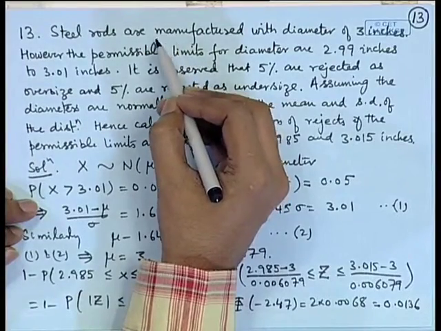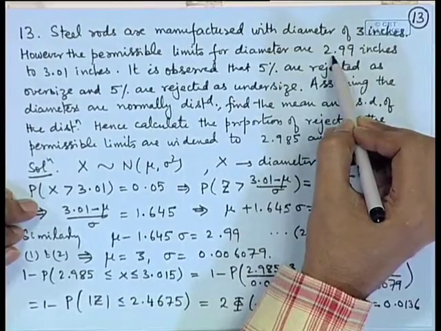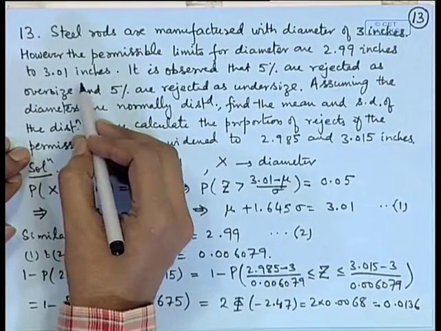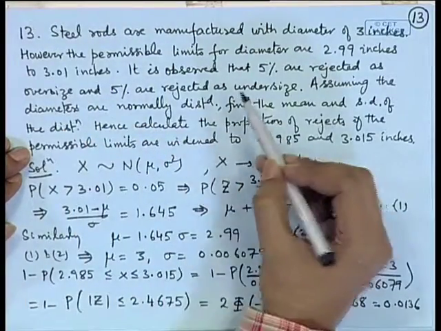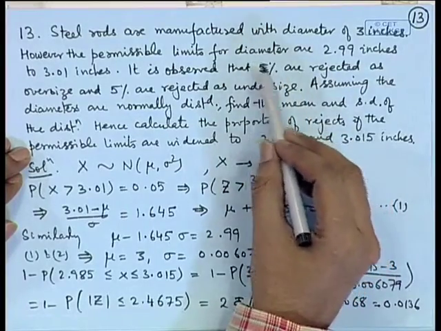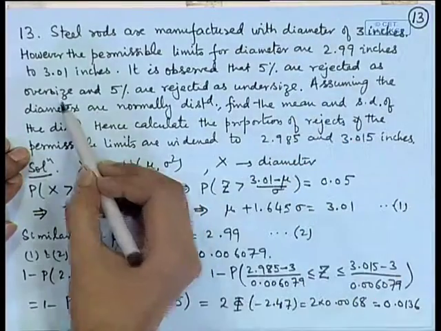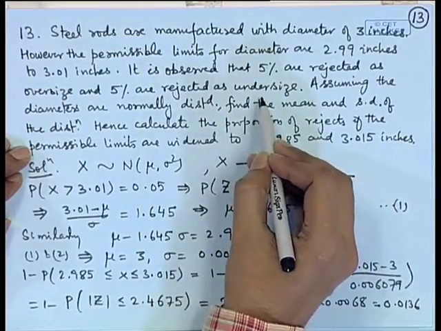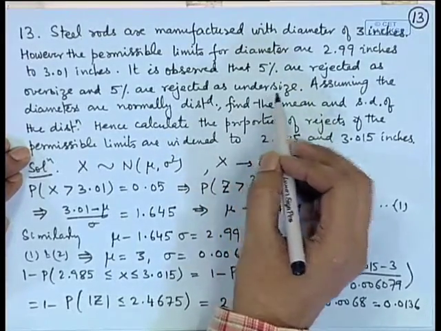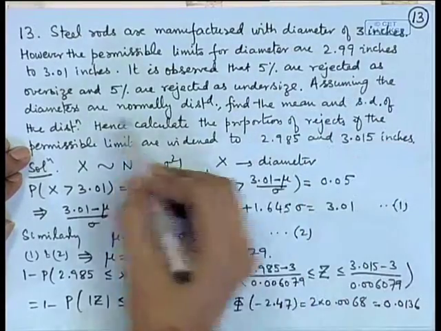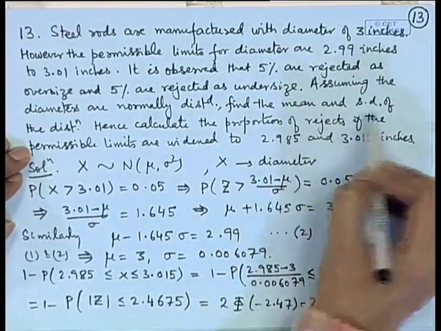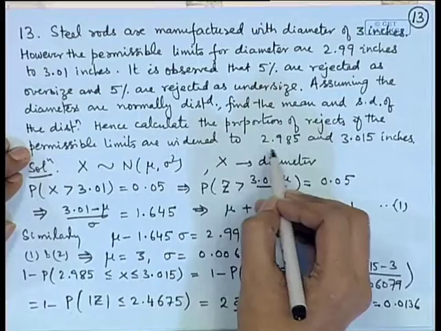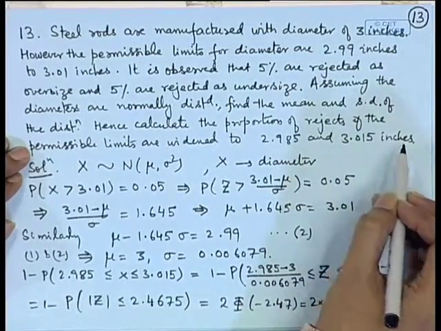That means, if a rod is manufactured and its diameter turns out to be less than 2.99, it is not considered to be meeting the specification. If it is more than 3.01 inches, then also it is not meeting the specifications. Now, it is observed that 5% of the steel rods produced by this process are rejected as oversize, that means they have diameter more than 3.01 inches, and 5% are rejected as undersize, that means they have diameter less than 2.99 inches. So, assume that the diameters are normally distributed, find the mean and the standard deviation of the distribution. Hence, calculate the proportion of rejects if the permissible limits are widened to 2.985 and 3.015 inches.